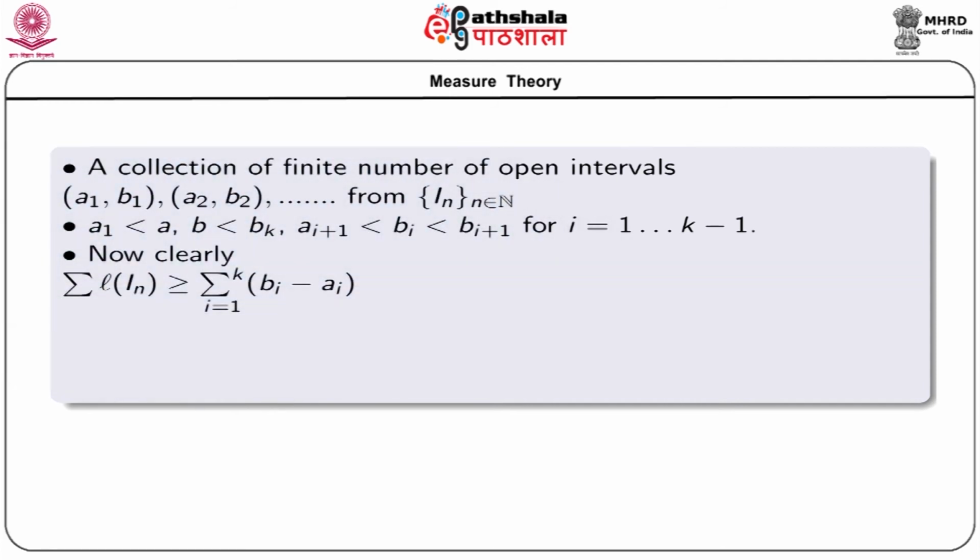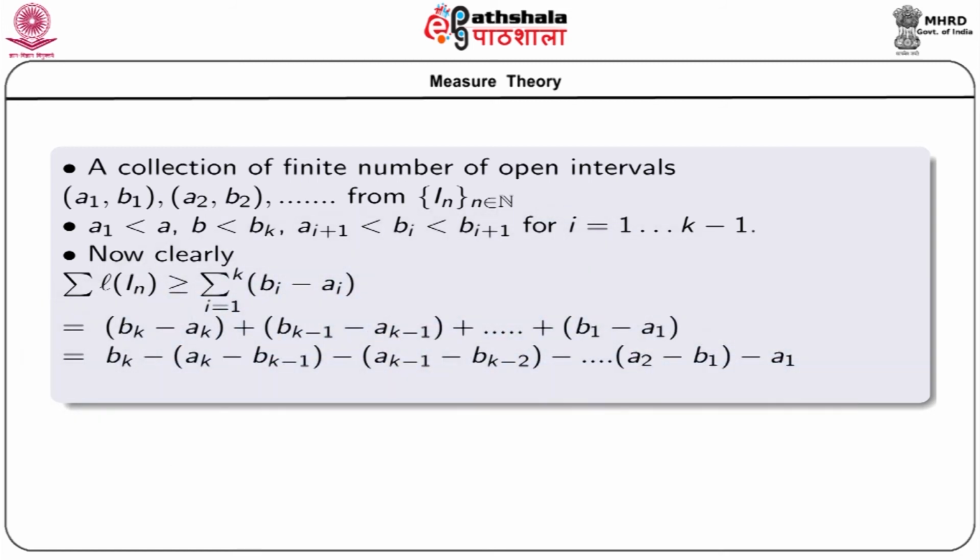Now, clearly, if we consider the sum of the lengths of the intervals in the cover, this is greater or equal to the sum over i equal to 1 to k of b_i minus a_i, and this is actually equal to (b_k minus a_k) plus (b_{k-1} minus a_{k-1}) plus dot dot dot plus (b_1 minus a_1), and we can rewrite the sum in this way: b_k minus (a_k minus b_{k-1}) minus (a_{k-1} minus b_{k-2}) minus dot dot dot minus (a_2 minus b_1) minus a_1.